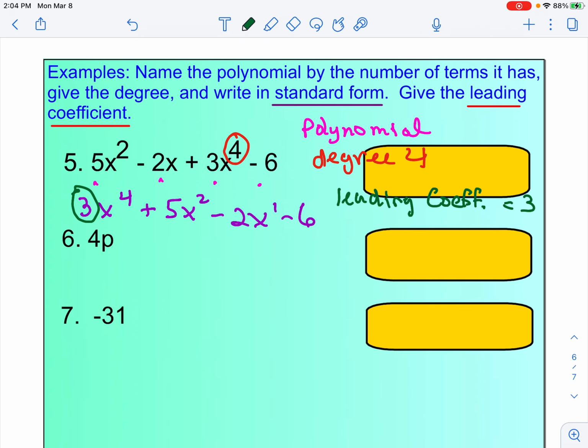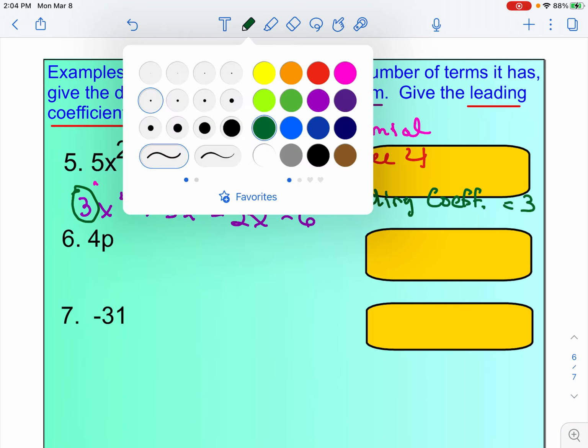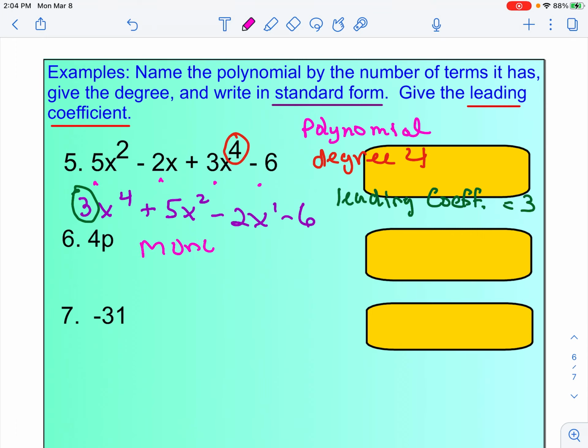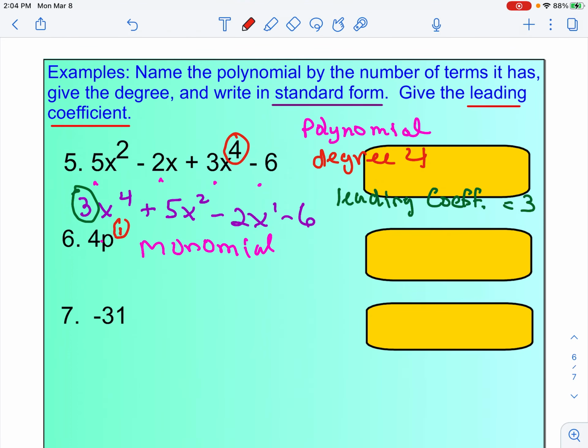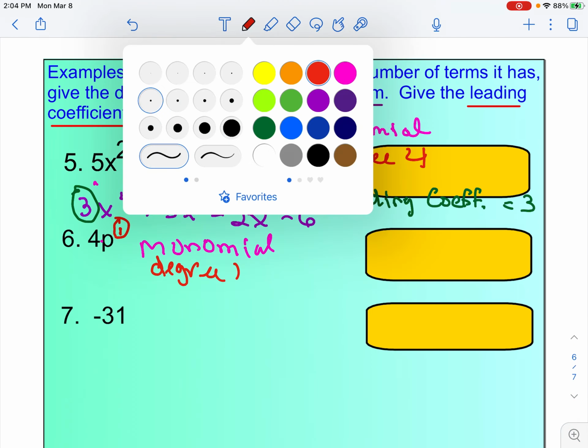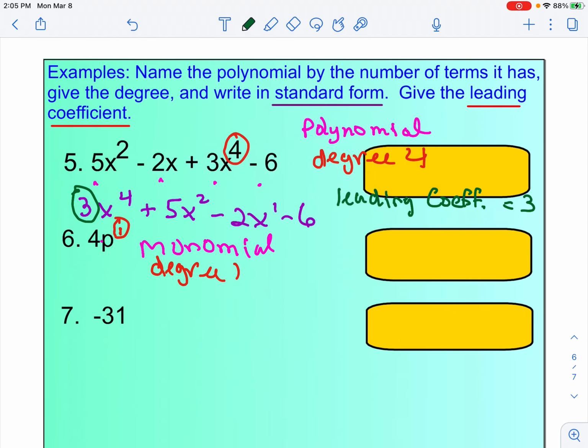Now the next one is a monomial because there's only one term. Those factors are multiplied together, so that's a one-term monomial. The degree is 1. There's an understood 1 there, so this is degree 1. It's in standard form, and so the leading coefficient is 4. It's already in standard form. Same with the next one. When you only have one term, it's in standard form.